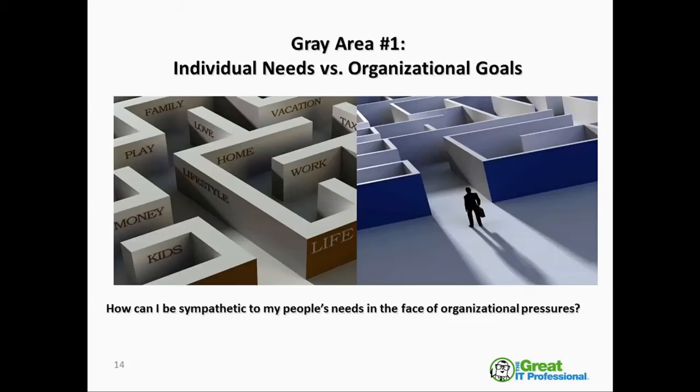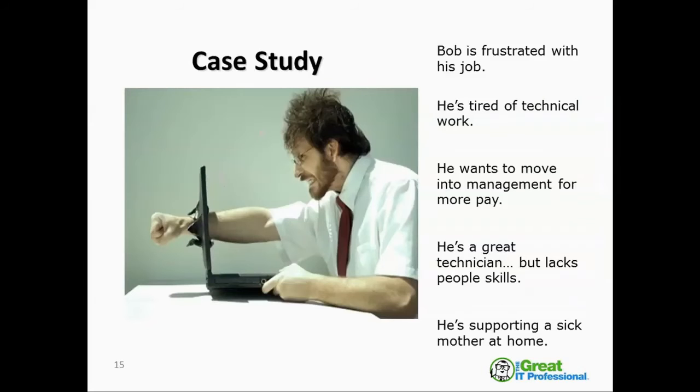Okay, so the first gray area is individual needs versus organizational goals. You'll see a lot of advice talking about how to meet the organizational goals, or you'll see advice talking about how do you meet people's needs? Well, what about when things are sort of in that gray area where it's challenging both? So how can I be sympathetic to my people's needs in the face of organizational pressures? We'll take a look at a quick case study here.